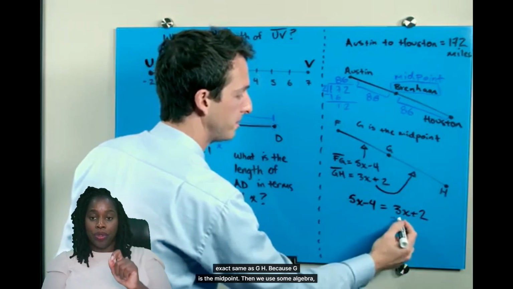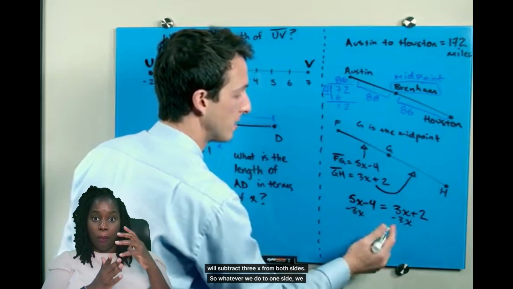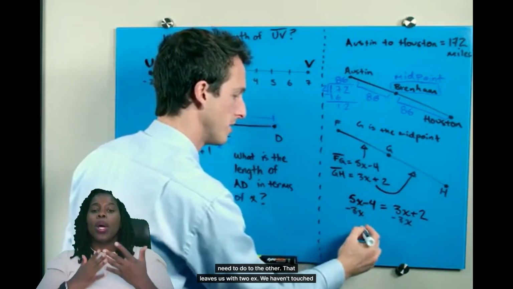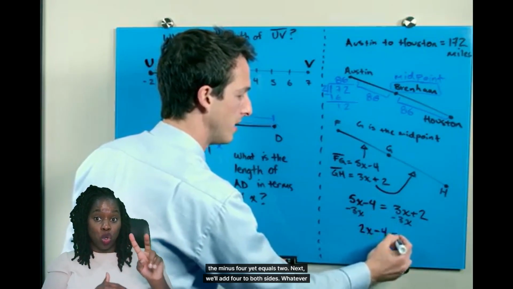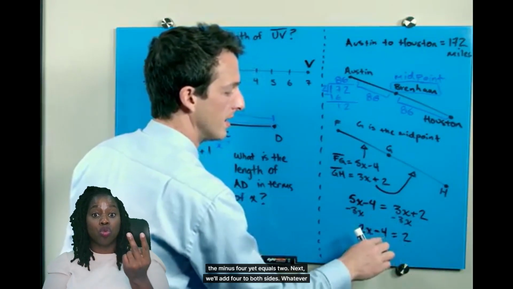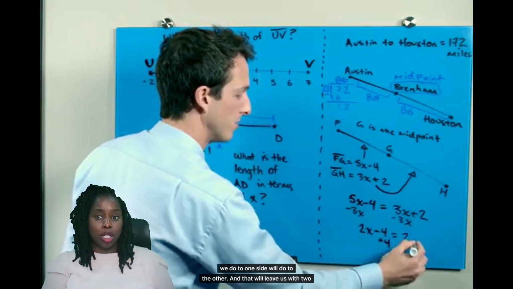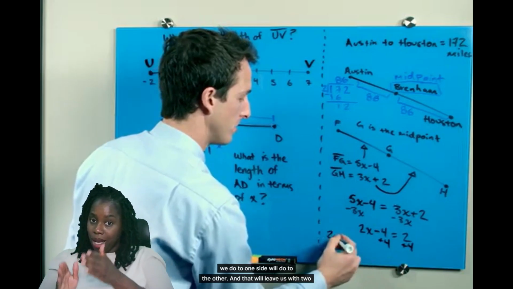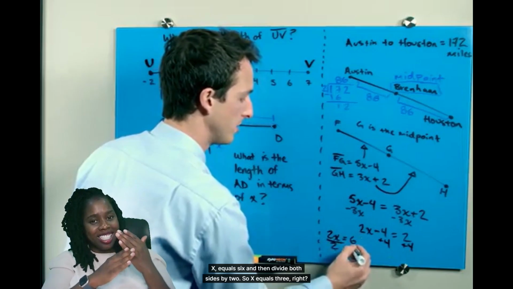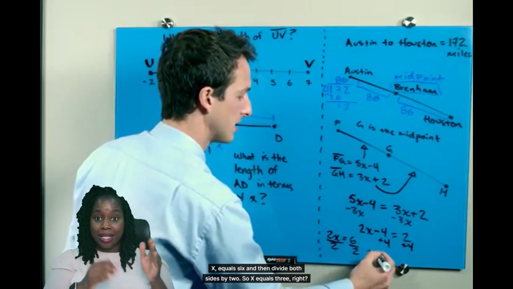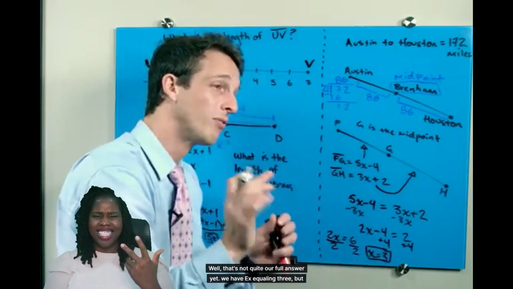Now we use some algebra. We'll subtract 3x from both sides. So whatever we do to one side, we need to do to the other. That leaves us with 2x, we haven't touched the minus 4 yet, equals 2. Next, we'll add 4 to both sides. Whatever we do to one side, we'll do to the other. And that will leave us with 2x equals 6, and then divide both sides by 2. So x equals 3. All right, well, that's not quite our full answer yet.